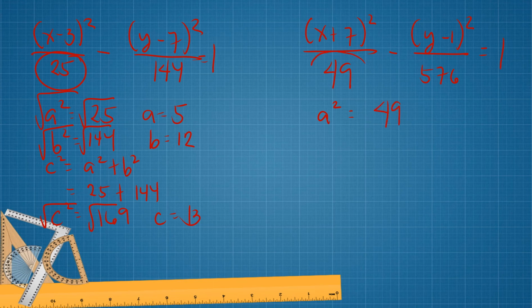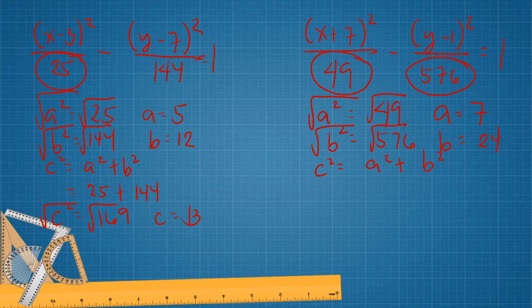Again, kung ano yung unang denominator that represents a squared, at yung pangalawang denominator that represents b squared. So b squared is equal to 576. Squaring both sides, we can get the value of a, and a is equal to 7. Likewise, we need to get the square root of both sides to get the value of b, and b is equal to 24.